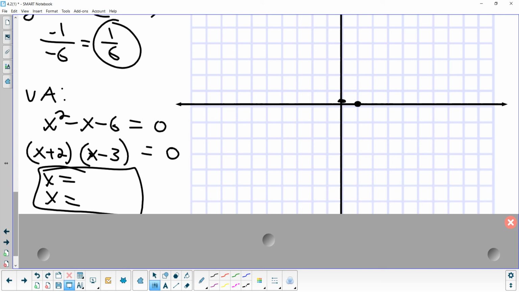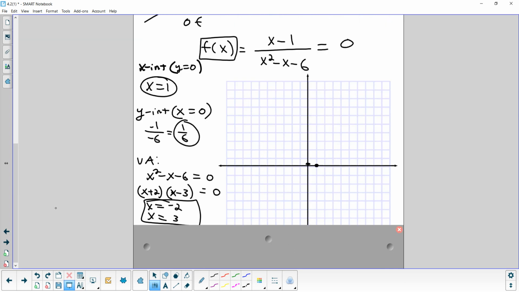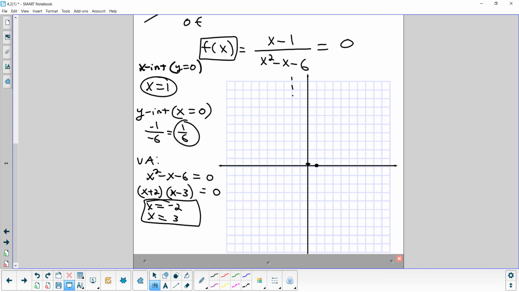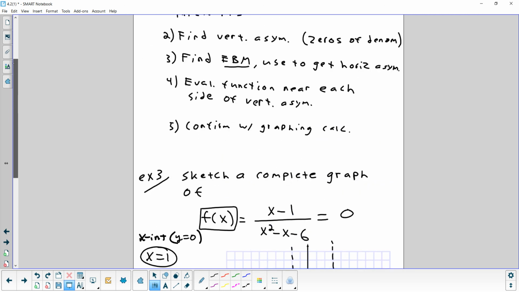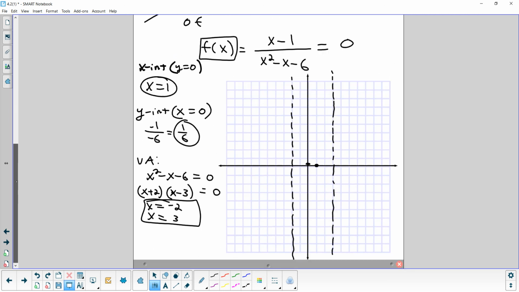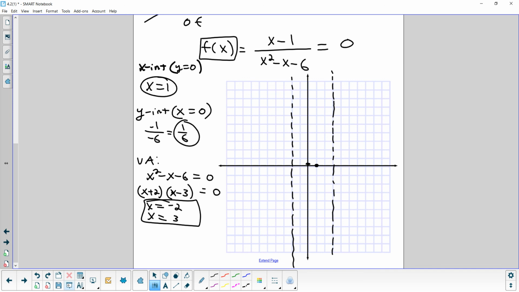So what are my two vertical asymptotes? -2 and positive 3. Okay, so let me sketch that. That's how you sketch an asymptote. -2 and positive 3. All right, what else did they want us to find? The horizontal.